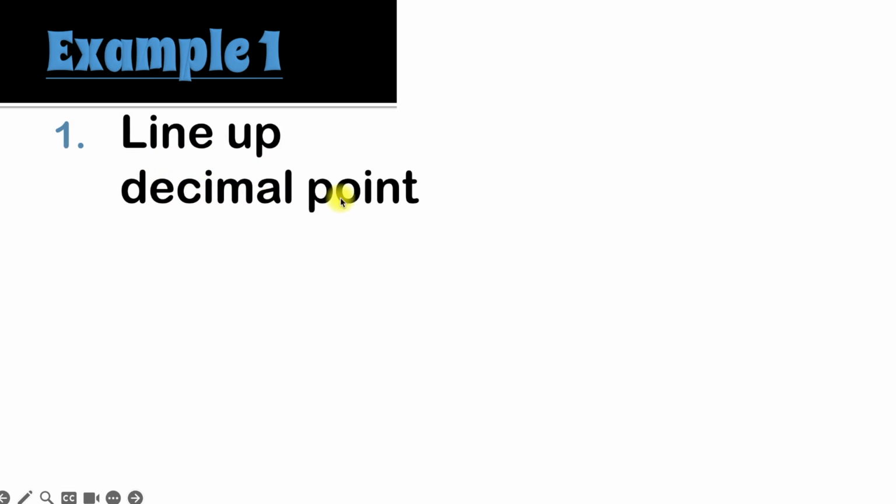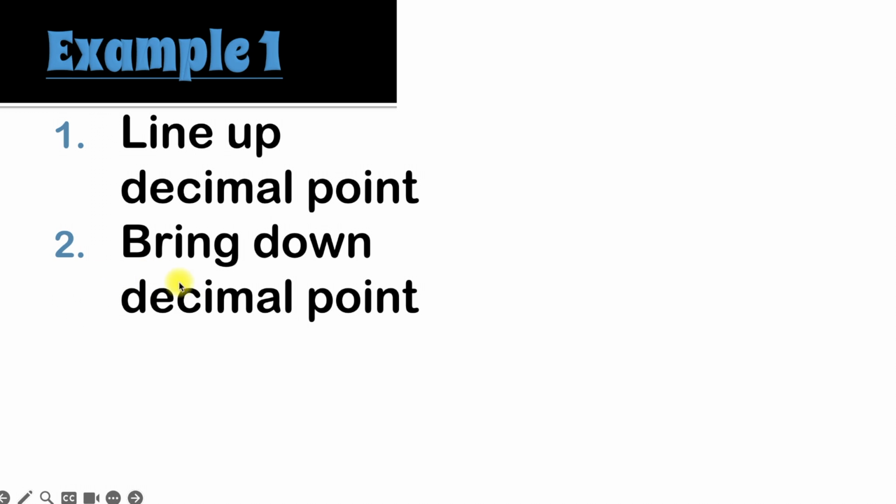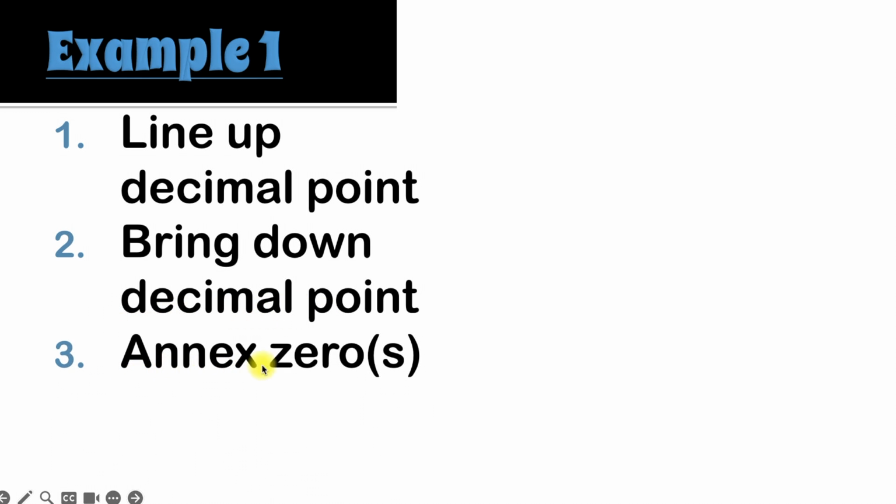Here's the first example. And let's recap how exactly we subtract decimals. First, we start by lining up the decimal point. Remember, this helps us line up our place values. Step 2 is to bring down the decimal point in our answer. It's so important that you don't forget this step. And number 3 is to annex a 0 or zeros if needed. And we'll know that we need them whenever we see a blank space in our question.